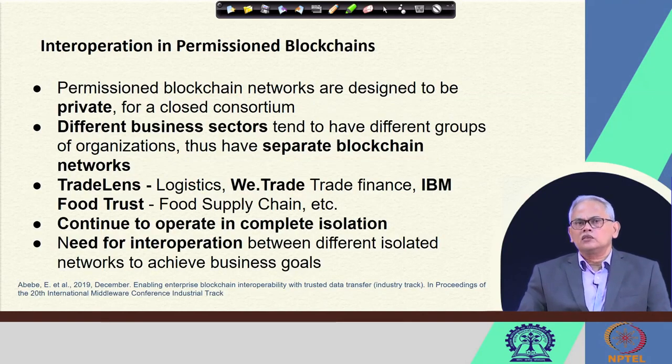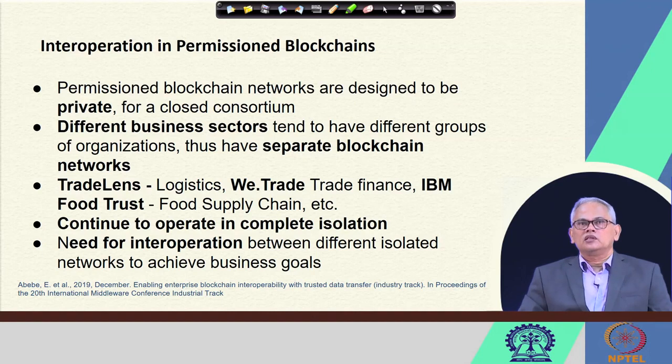So that was the last slide about interoperability in permissionless blockchains. Now we will move on to discussion on interoperation in permission blockchains. So here the networks are designed to be private. We have discussed about it, for a closed consortium, different business sectors tend to have different groups of organizations and thus have separate blockchain networks.